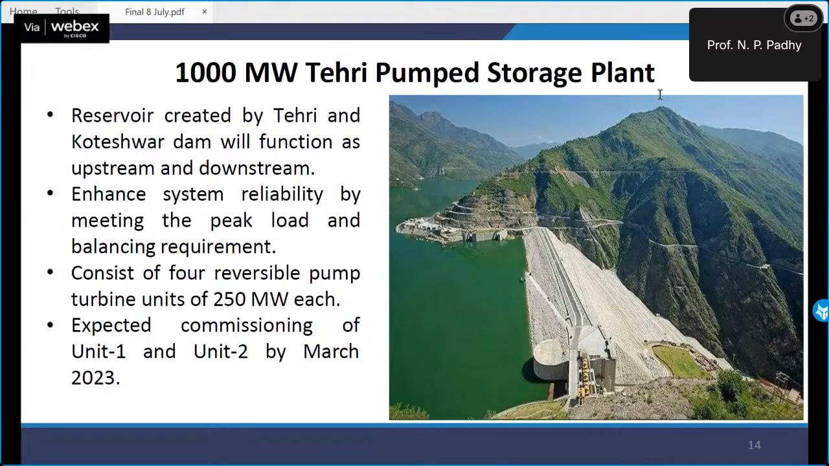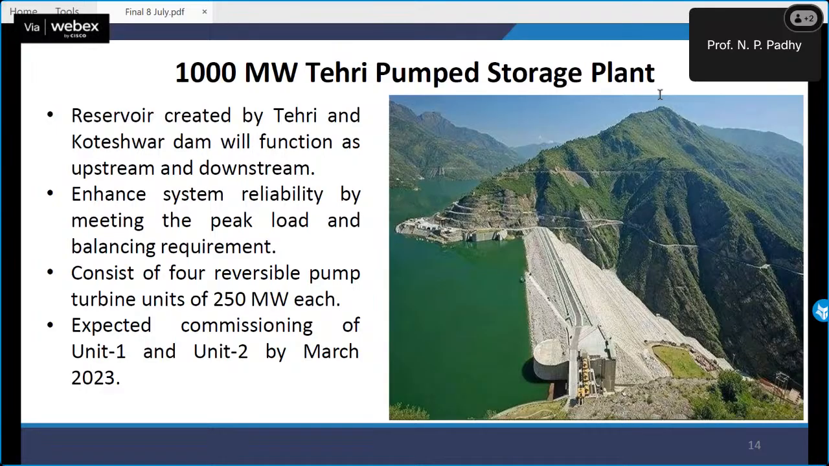So, 1,000 megawatt Tehri pump storage plant. The reservoirs created by Tehri and Koteshwar Dam will function as upstream and downstream. I'm very proud and happy that I have physically witnessed this dam for the last 30 years, almost every year or alternate years. We have done a lot of work for Tehri Hydro in the past as an advisor, as a consultant, at many levels. It will enhance system reliability by meeting the peak load and balancing requirements.